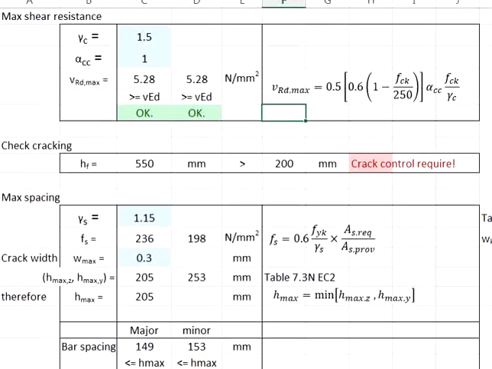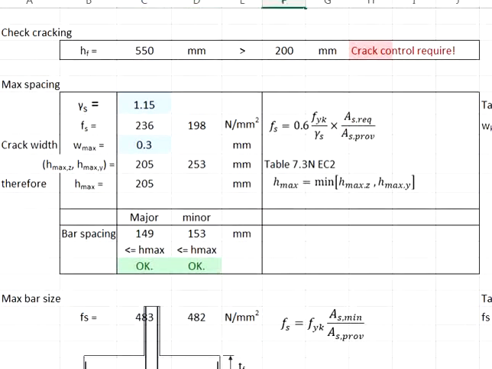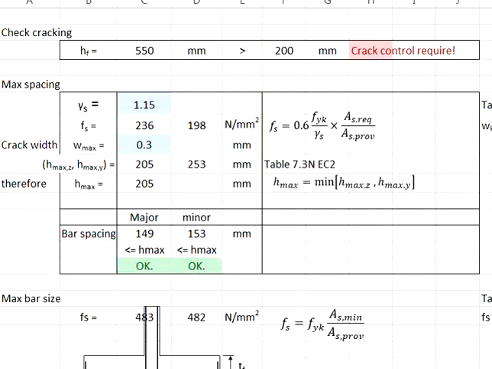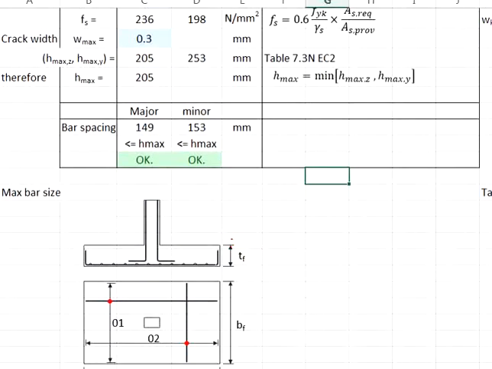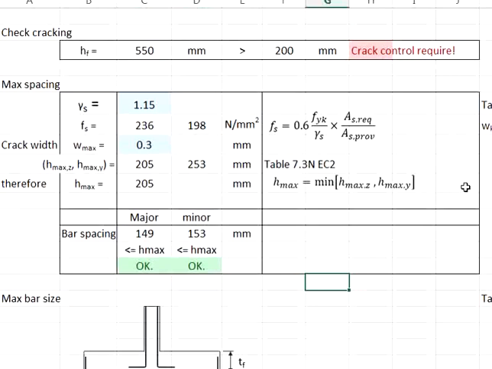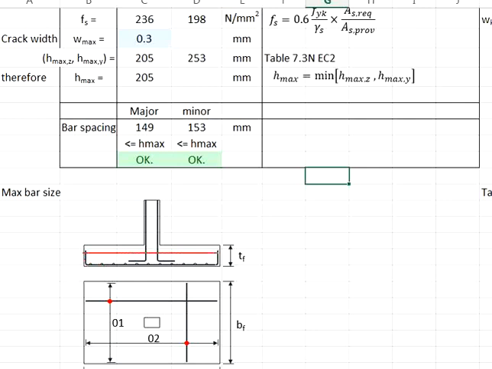Once you have done checking the shear resistance, you're going to check for other serviceability requirements, particularly in terms of the cracking resistance. First, you check the thickness of the pad footing. The proposed thickness is 550 mm. It is greater than 200 mm. That means you need to provide some mechanism to control the crack, particularly at the surface of the pad footing.